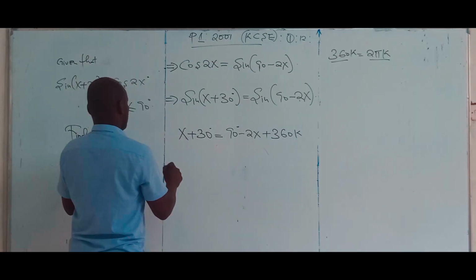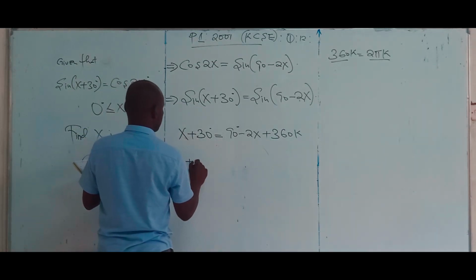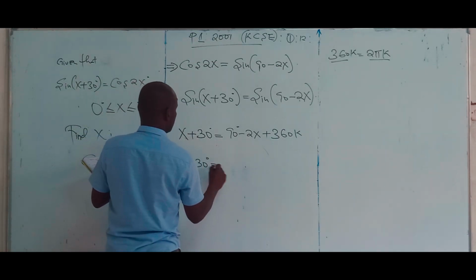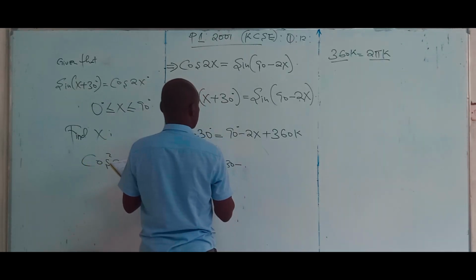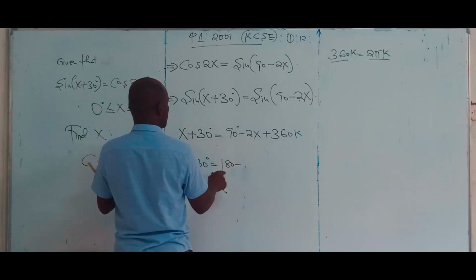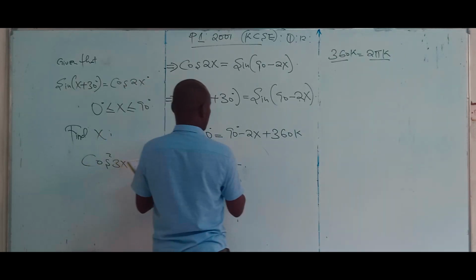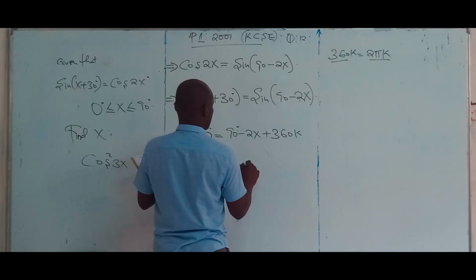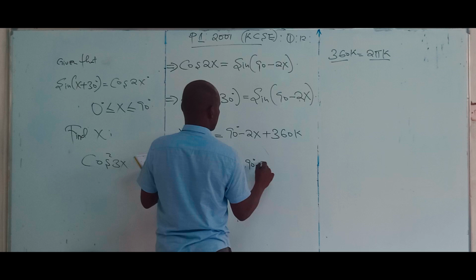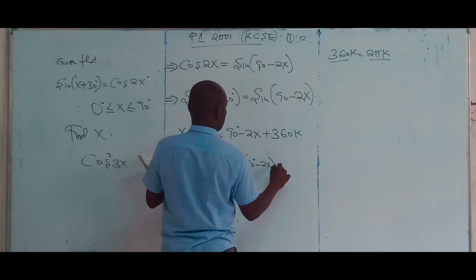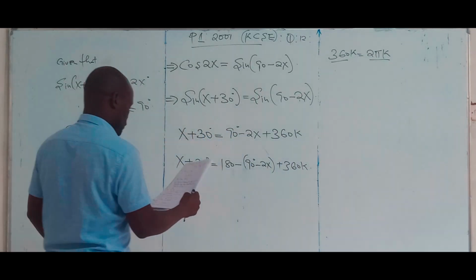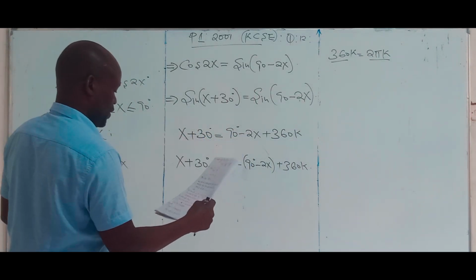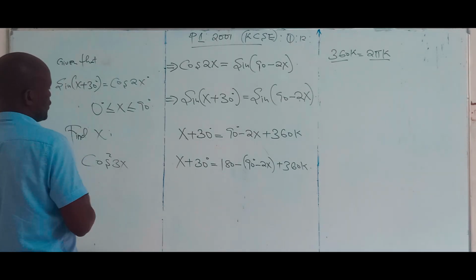The second one will be x plus 30 degrees is equal to 180 minus (90 degrees minus 2x) plus 360K. So those are the two expressions that we have.